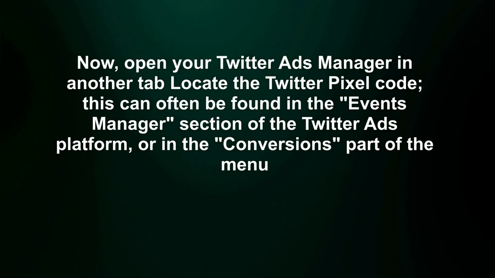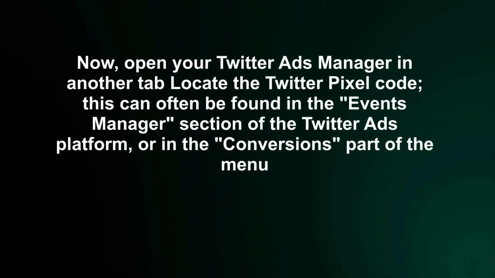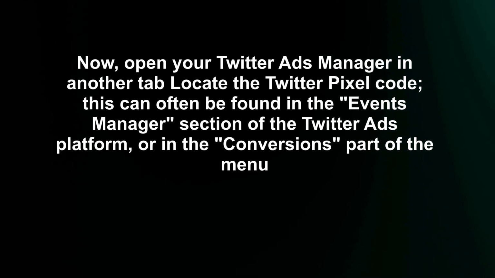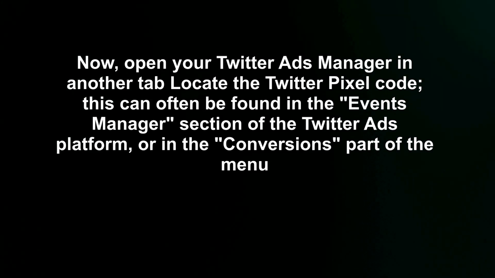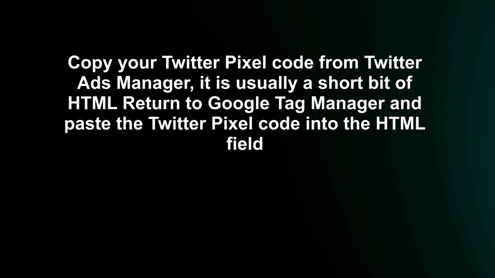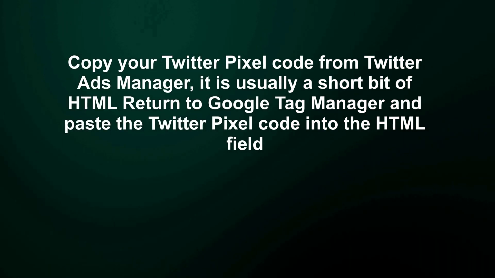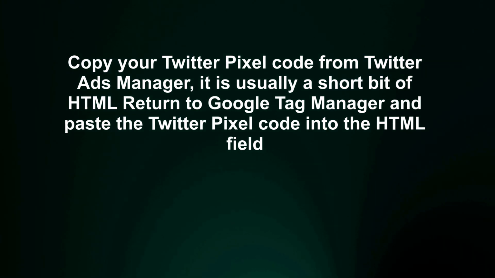In another tab, locate the Twitter Pixel code. This can often be found in the Events Manager section of the Twitter Ads platform or in the Conversions part of the menu. Copy your Twitter Pixel code from Twitter Ads Manager. It is usually a short bit of HTML. Return to Google Tag Manager and paste the Twitter Pixel code into the HTML field.